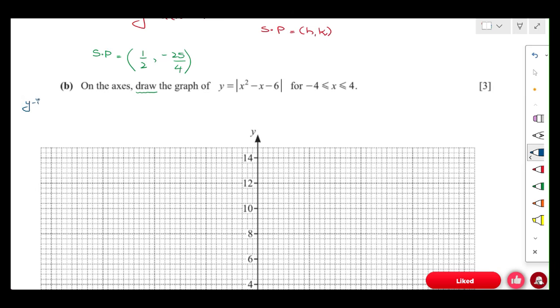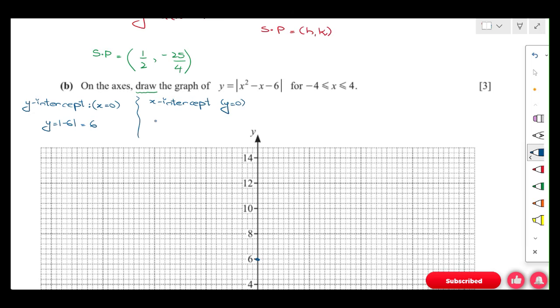First we need to solve for the y-intercept. The y-intercept is the point where x should be equal to 0. Y equals absolute of x square minus x minus 6, put x equals 0. When x is 0, absolute of -6 equals 6. This is my y-intercept, 6. Now let me solve the x-intercept by putting the variable y equals 0.